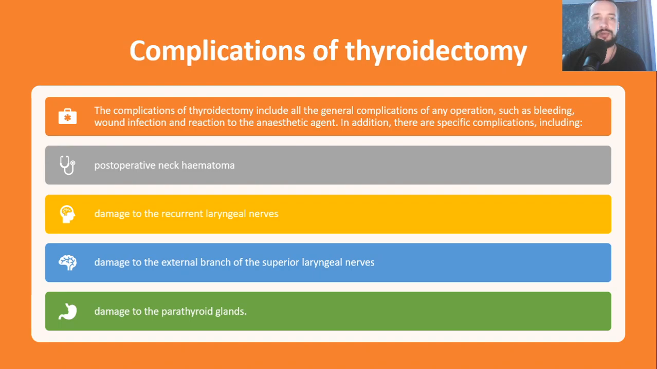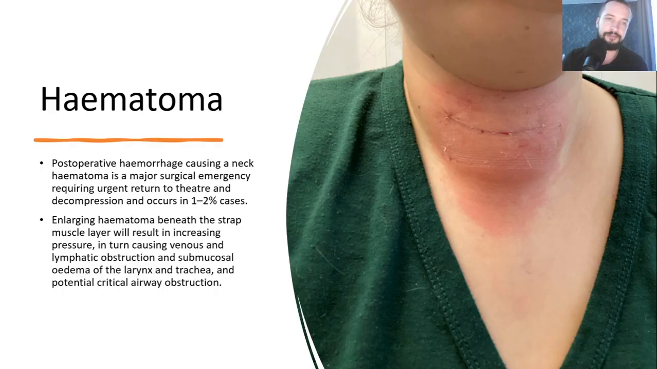Complications of hemithyroidectomy. The complications of hemithyroidectomy include all the general complications of any operation, such as bleeding, wound infection, and reaction to the anesthetic agent. In addition, there are specific complications. They include postoperative neck hematoma, damage to the recurrent laryngeal nerves, damage to the external branch of the superior laryngeal nerves, damage to the parathyroid glands.